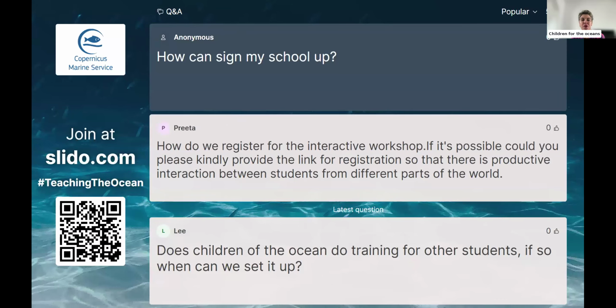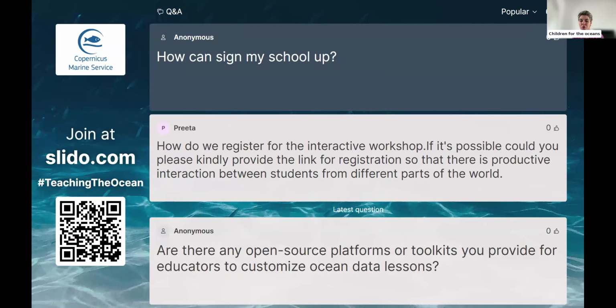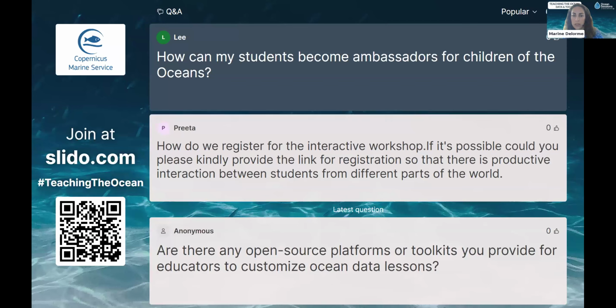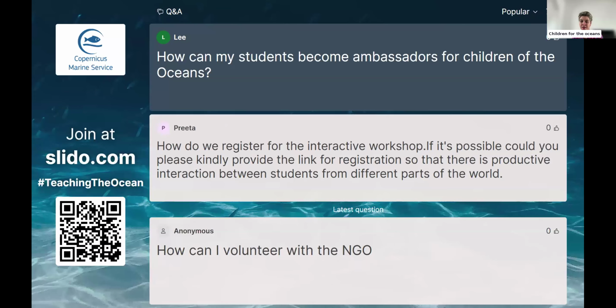The best way is to write an email to Children for the Ocean, letting us know your interest and your willingness to organize an awareness session in your school. Then, depending on schedule constraints, we try to do our best to organize such a session. We shared the link to the website in the chat, and I will send the email address in the discussion in the chat. Perfect. Thank you very much.